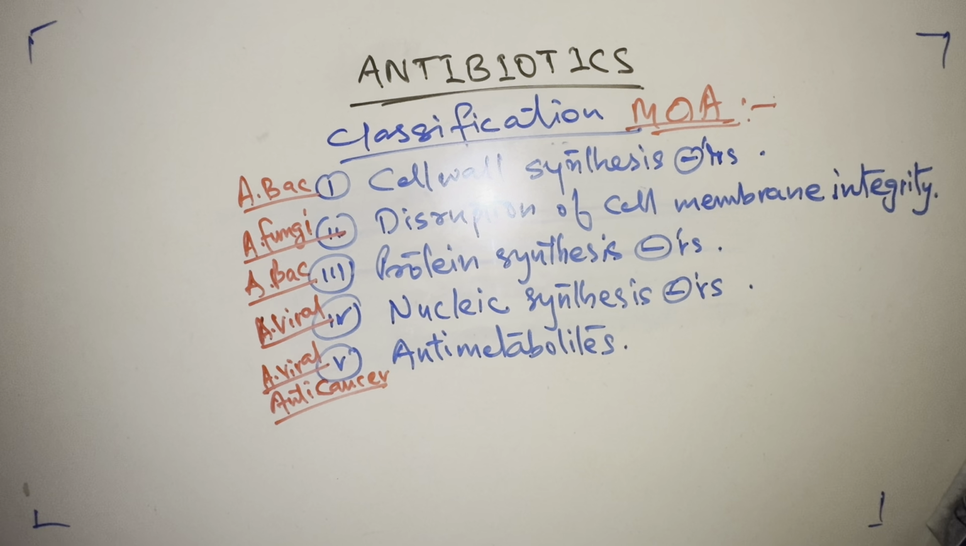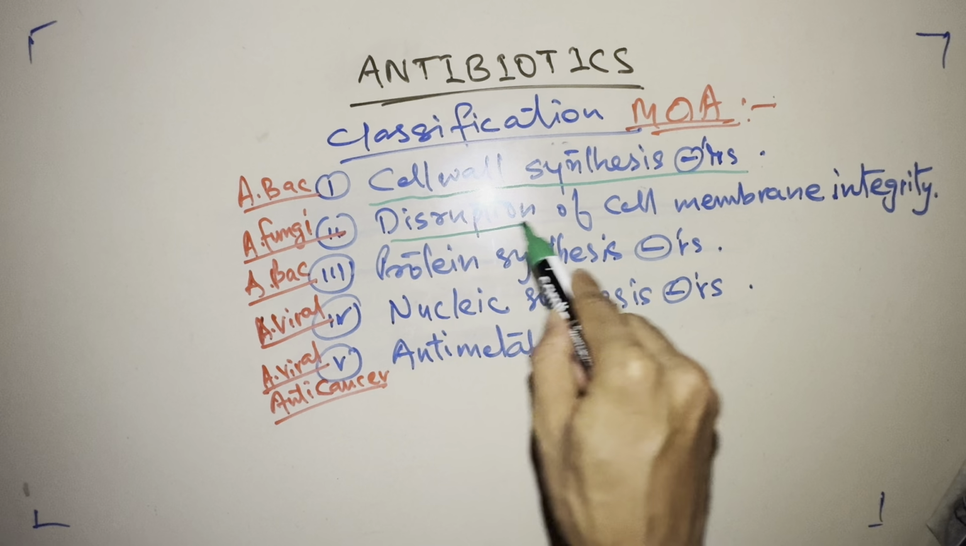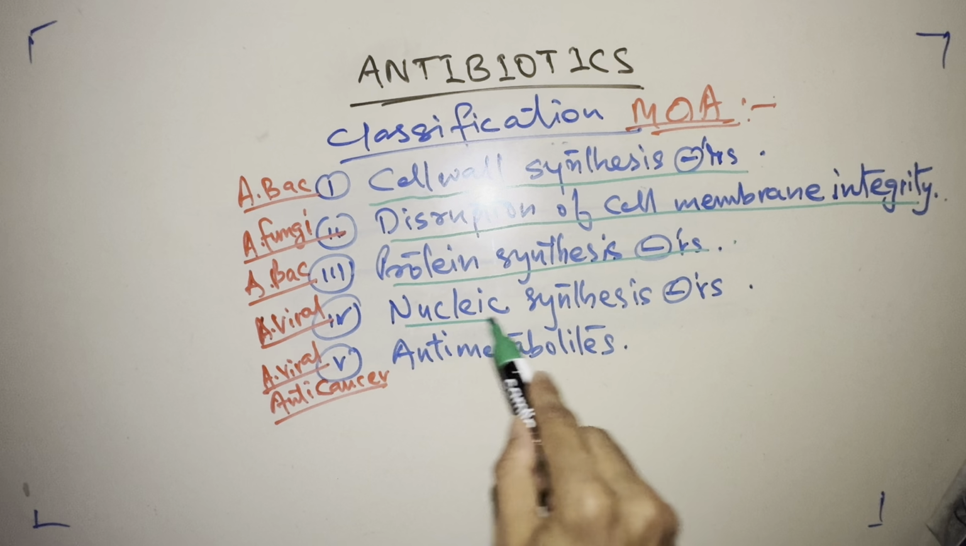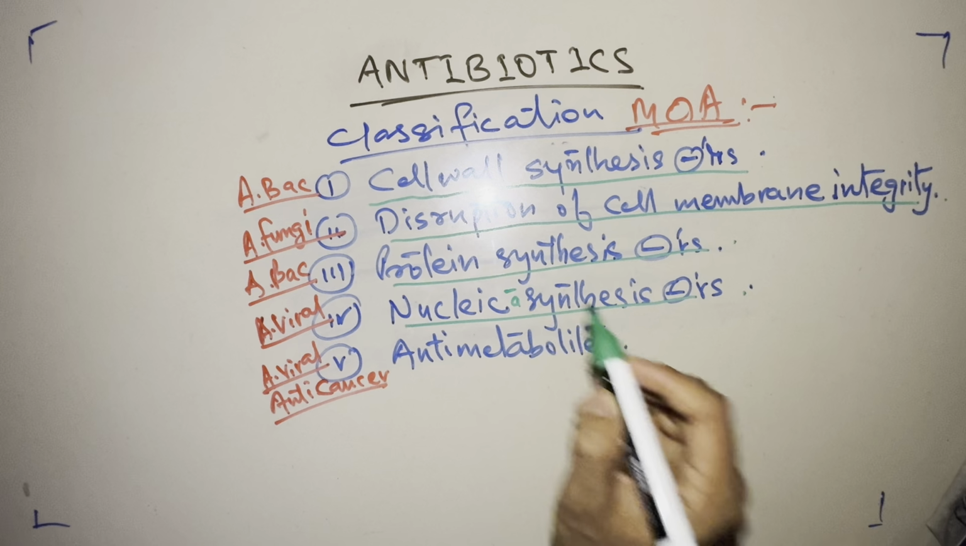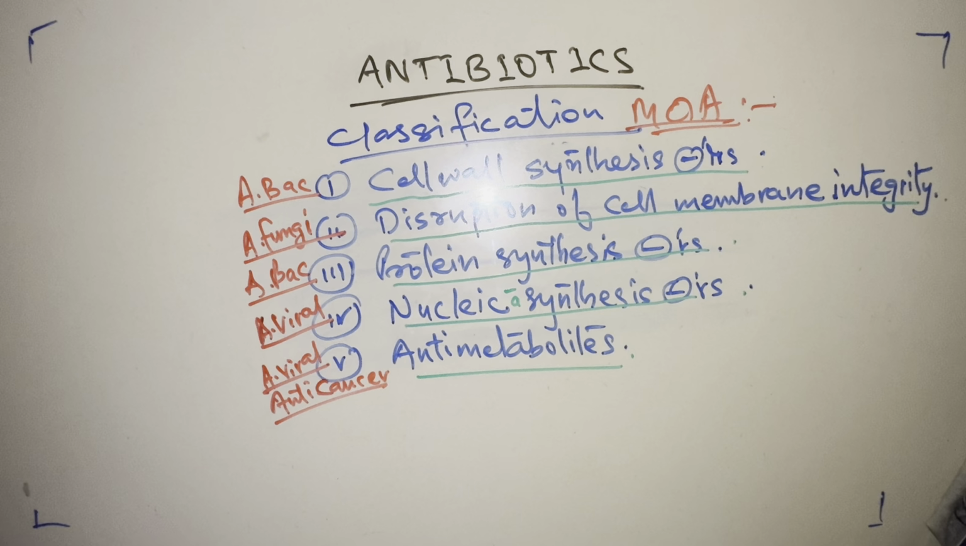So these are classified based on the mechanism of action. The antibiotics are classified as number one, cell wall synthesis inhibitor. Next is disruption of cell membrane integrity. Next is protein synthesis inhibitor. Next, nucleic acid synthesis inhibitor. Next is antimetabolites.